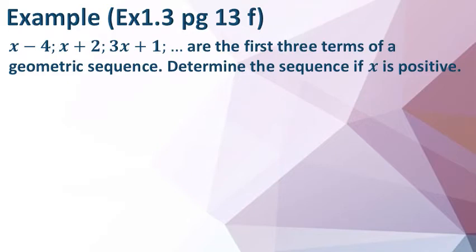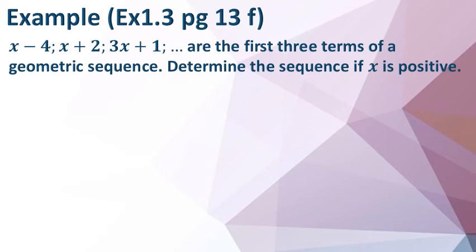Okay, so last example for the day. Don't be alarmed by the variable x. We know everything we need to know in order to tackle questions like these, and I can guarantee they will creep up on you. So if x minus 4, x plus 2, and 3x plus 1 are the first 3 terms of a geometric sequence, determine the sequence if x is positive.